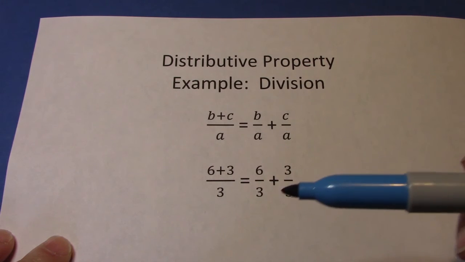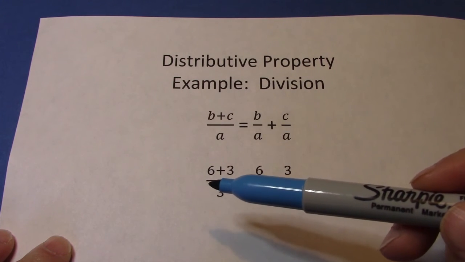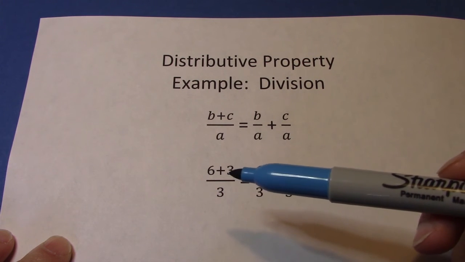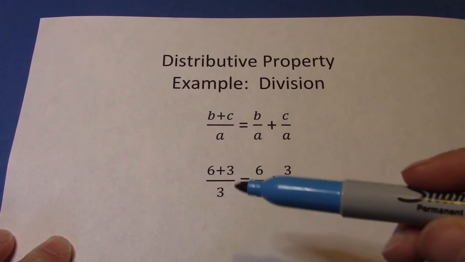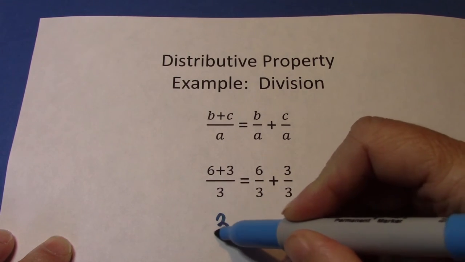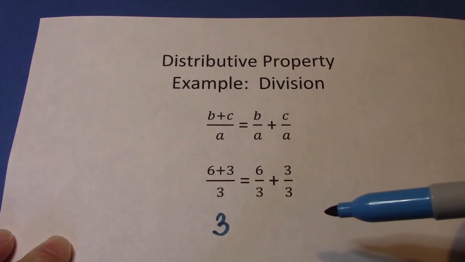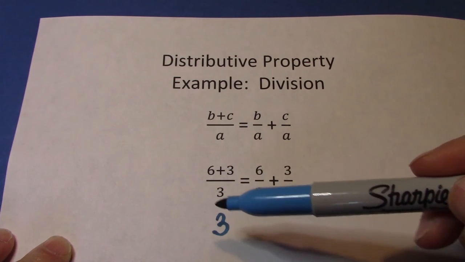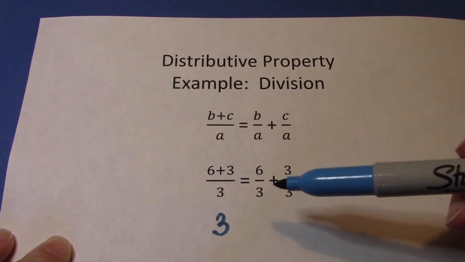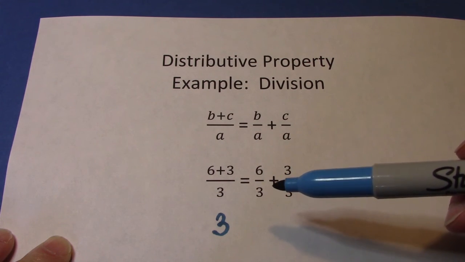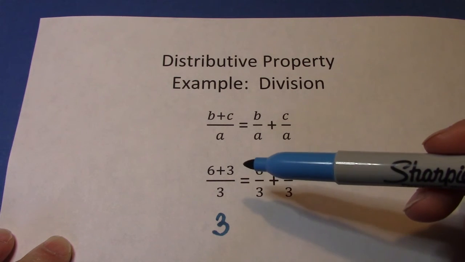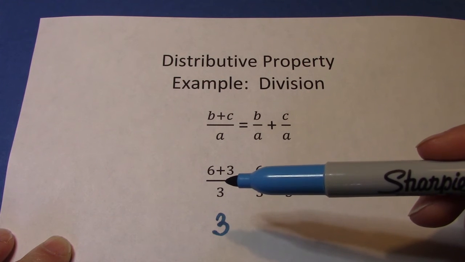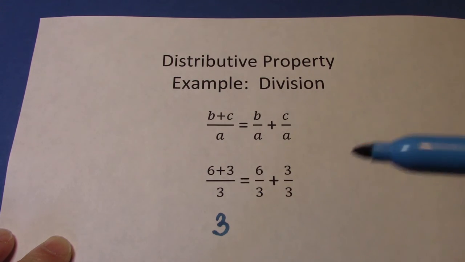Again, let's do that with some numbers. So we have 6 plus 3 on top divided by 3. Well, we know that 6 plus 3, that's 9. 9 divided by 3 is 3. The distributive property says that's the same thing as doing this part of the division first, 6 divided by 3. Here, 6 divided by 3. And then taking the second part, 3 divided by 3. We add them because we have an addition in the original problem.